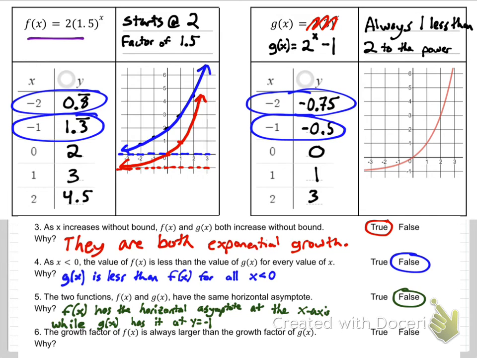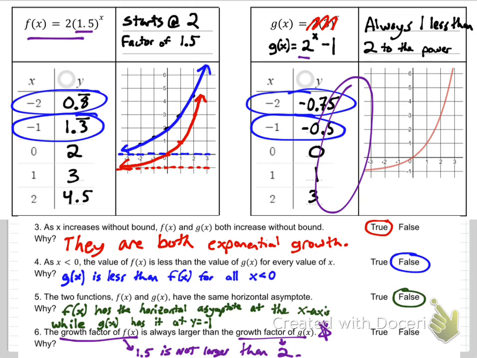The growth factor of f of x is always larger than the growth factor of g of x. Well, what's the growth factor of f of x? It's 1.5. The growth factor of g of x is 2, because that's 2 to the power. So 1.5 is not larger than 2. Now I'm going to put one caveat here. This is a tricky question because in this situation, we don't see the numbers being multiplied by 2 on the table each step. That's because of this minus 1 here. So we have to be careful when we talk about growth factor that we are describing this base right here.